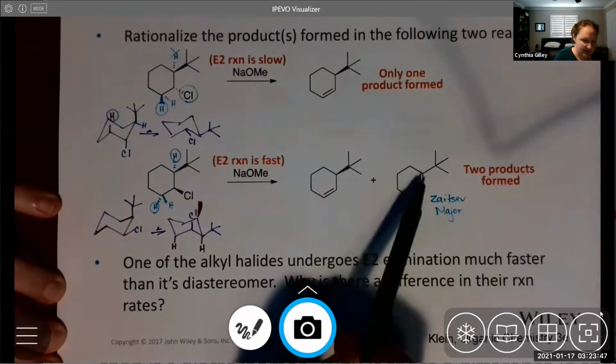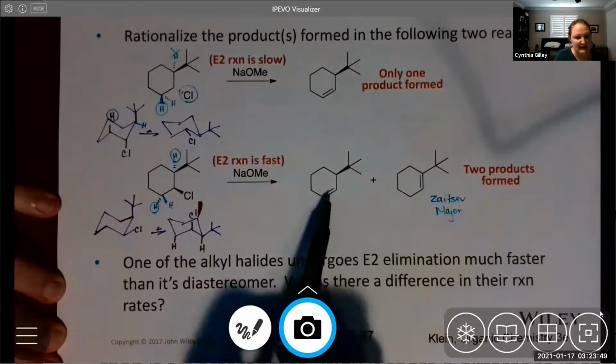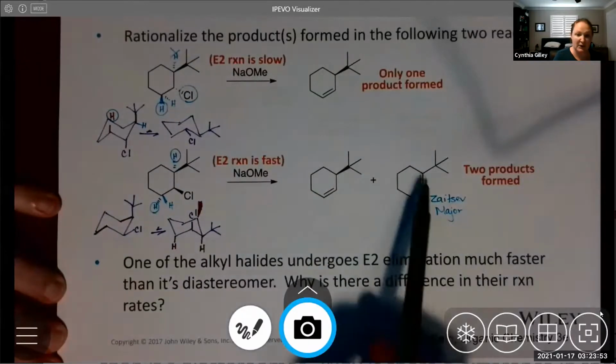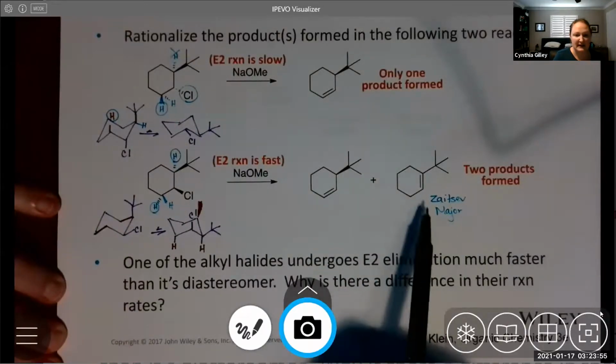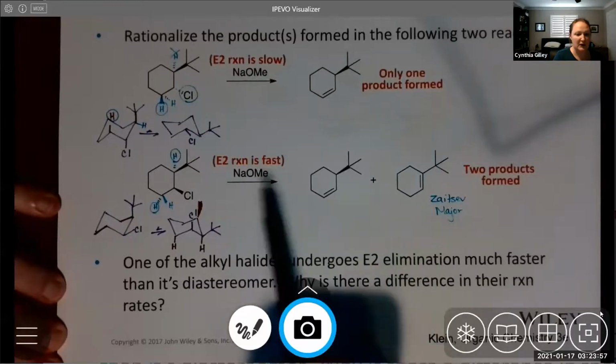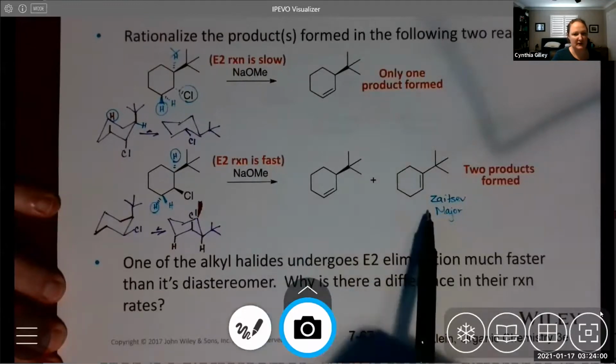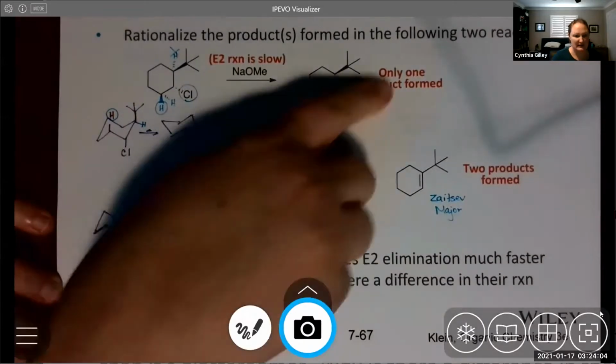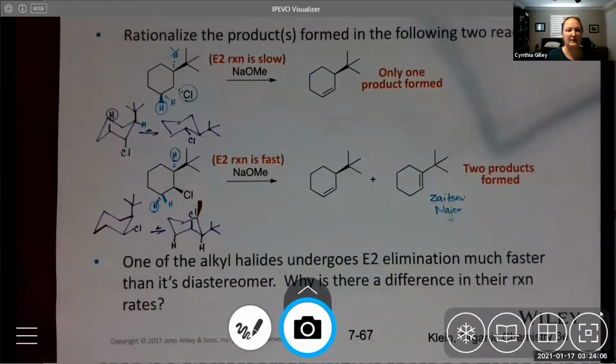This is a tri-substituted alkene. This is a di-substituted alkene. So the tri-substituted alkene is more stable. As a result, it's the Zaitsev product, and with a small non-bulky base, it will be the major product. And of course, with only one product formed, we don't need to say that it's the major product.